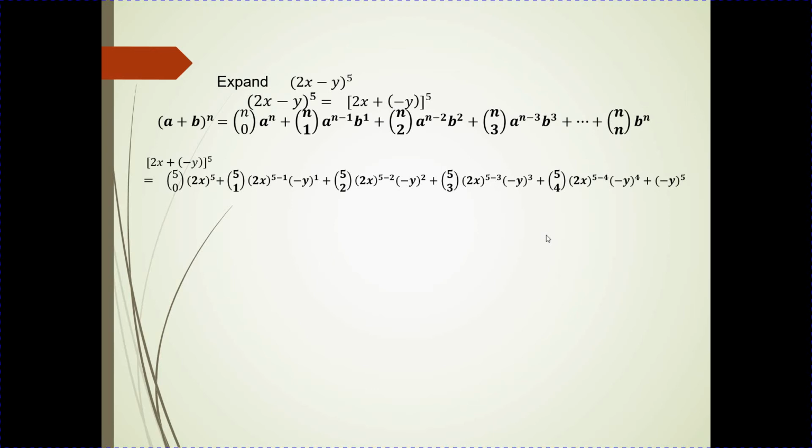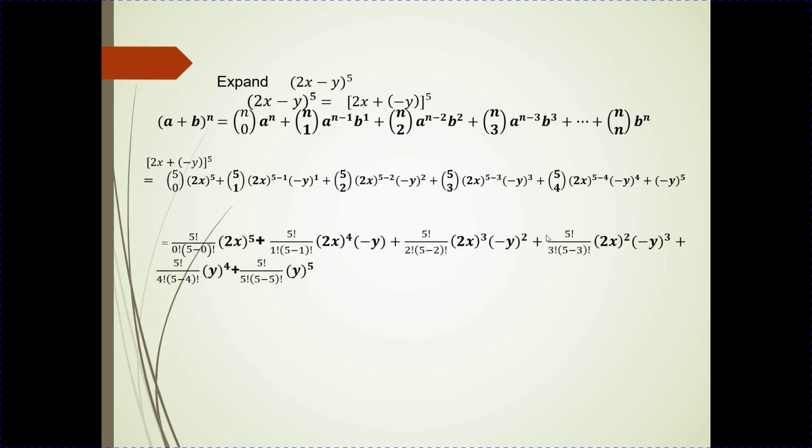Then for the next term, the degree of 2x should be decreased by 1, and the degree of negative y should be increased by 1, so it will be 1. In the next term, the degree of 2x should be decreased by 1 again, so it will be 5 minus 2, and the degree of negative y should be increased by 1, so it will be negative y to the power of 2. Then finally, it will reach negative y to the power of 5.